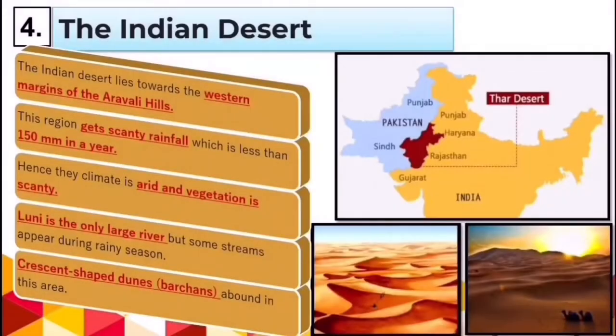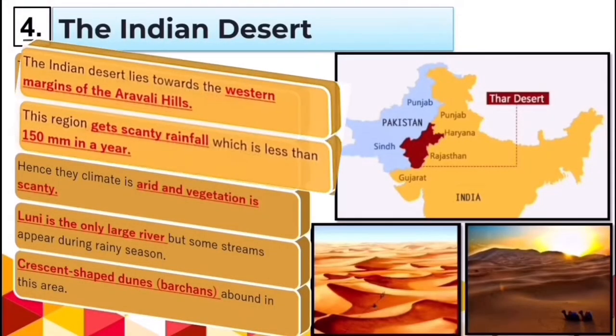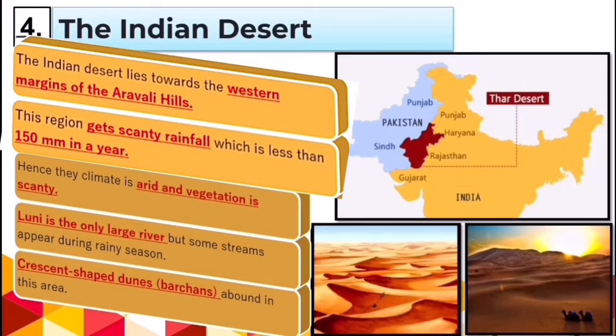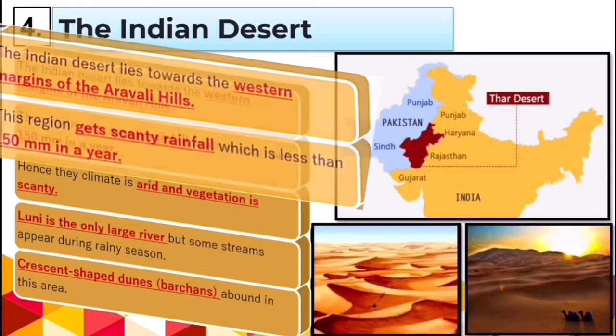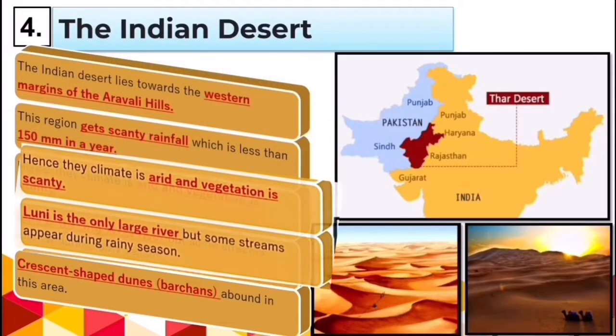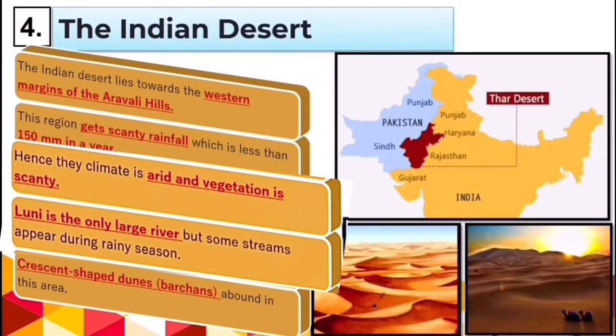The Indian desert, also known as the Thar Desert, lies towards the western margins of the Aravalli Hills, as you can see in the given map as well. The main characteristics of the Indian desert are scanty rainfall, which is less than 150 millimeters in a year. Also, it is known for an arid climate and the vegetation is scanty.